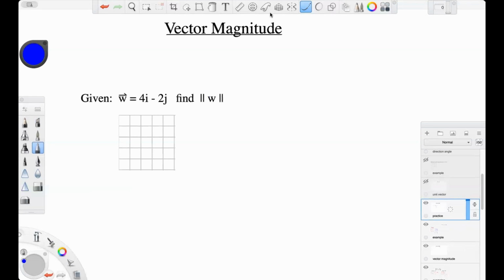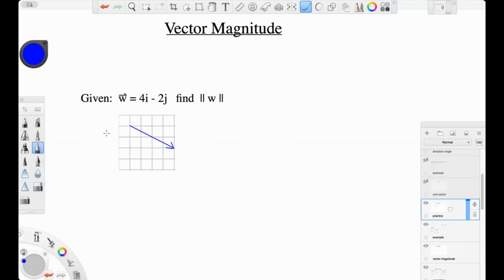All right, let's do this together. The first thing I want to do is sketch the vector so that I have an idea of what's going on. I'm pretty visual, so that is helpful to me. If you want to jump in and just do the algebra, great. But I'm going to start by sketching vector W to the right 4 and down 2. So there's vector W, like that.